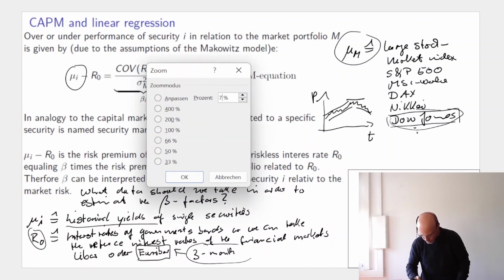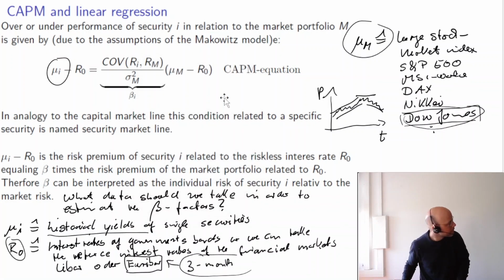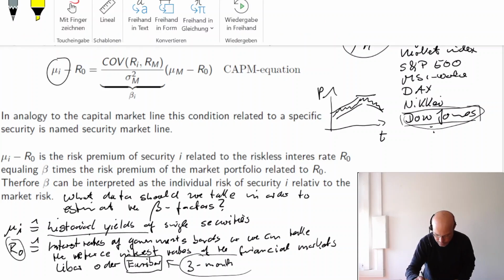So let's take 77, I think. More or less. Okay. And here, let's take this in red.